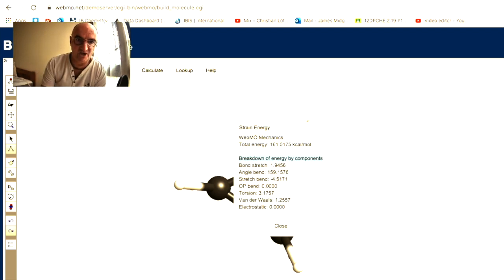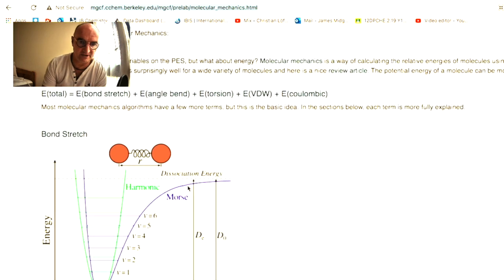I did find a nice thing from the University of, was it Berkeley? Yes, University of Berkeley. Okay, so in terms of these parameters, which you get from WebMO, we get bond stretch, angle bend, torsional bend, van der Waals. They've also got Coulombic interactions, which is, I assume, the electrostatic attraction between neighbouring atoms in a molecule. Then this is the total, and this is where I've got this idea from.